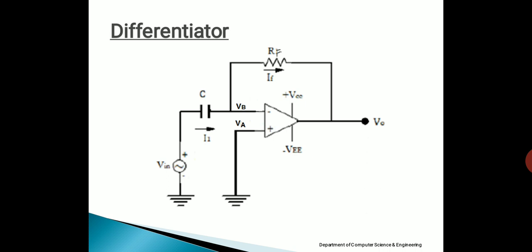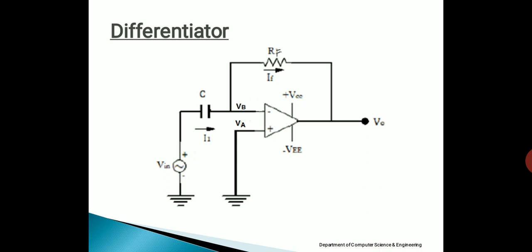The different components used to construct the differentiator are, the heart of course, the op amp with dual power supply, plus VCC and minus VCC, or plus VCC and minus VEE. Then the resistance RF, which is connected between the inverting input terminal and the output, which is called the feedback resistance. Then the capacitor C, which is connected between the inverting input terminal and the input, and the external input Vin is connected to the capacitor C.